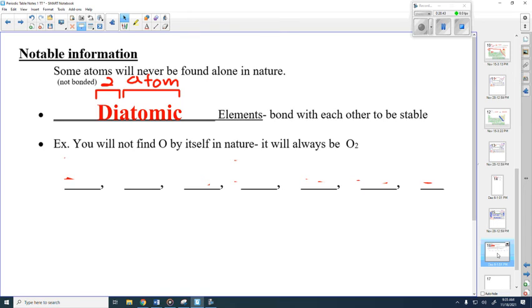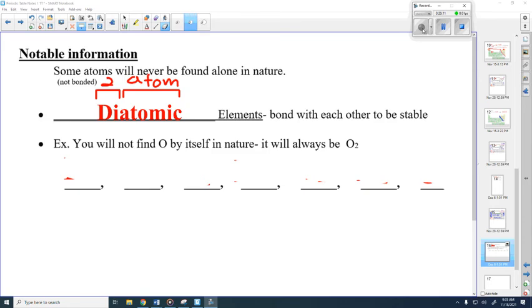So they're elements that will always be found as a pairing. For example, in biology class, you may have noticed that you never saw O by itself. It was always O2. Now, it can be bonded in something else, like carbon dioxide, which has oxygen and carbon in it. But what I'm saying is, it's always going to be bonded. If it's not bonded with another element, it will just bond with itself. So there are 7 elements that will just bond with themselves, and there's nobody else to play with, okay?